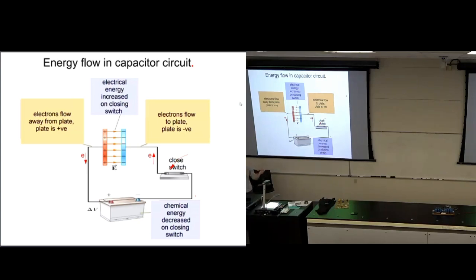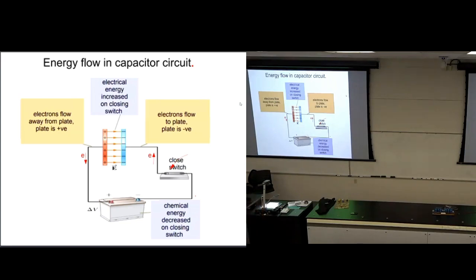What happens from an energy perspective is that the chemical energy in the battery, so when you go to Kroger's and you buy your batteries, 9 volts, 3 volts, whatever, you're buying a little reservoir of chemical energy. When you connect it in a circuit, it is going to get turned into electrical energy, driving the electrons around the circuit.